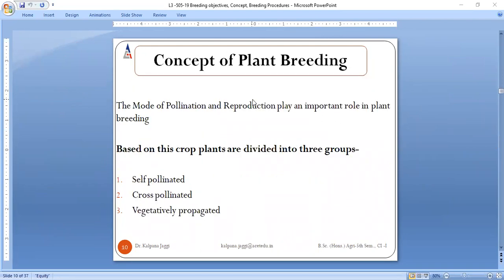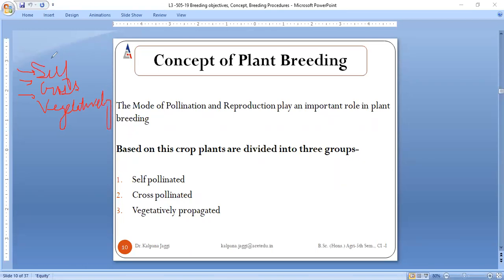Now we will come to our second topic, that is the concept of plant breeding. When we talk about plant breeding, we know there are basically three kinds of species which exist. The very first is self-pollinated, then cross-pollinated, and the third is vegetatively propagated.